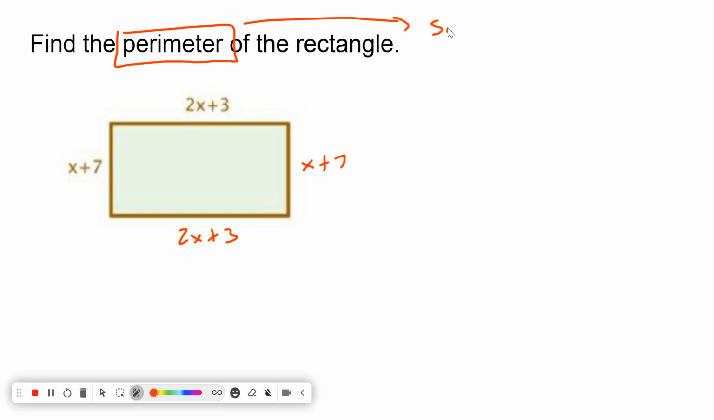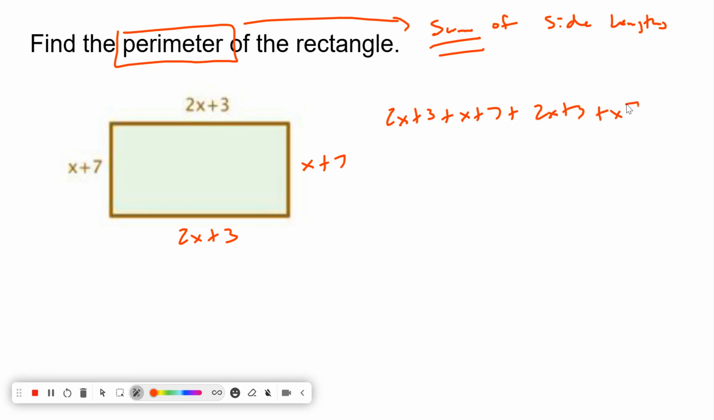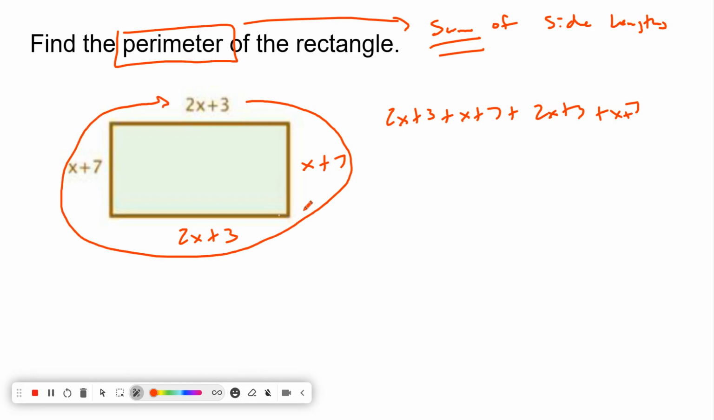So we could do sum of side lengths. I'll do it this way because we've been talking about sum, right? So the perimeter is the sum of the side lengths. So what we're going to do is we're going to take 2x plus 3. You can put in parentheses. I don't need to because I'm just adding. Plus x plus 7 plus 2x plus 3 plus x plus 7. Right? So I'm just adding up the distance around this figure. That is the perimeter, right?